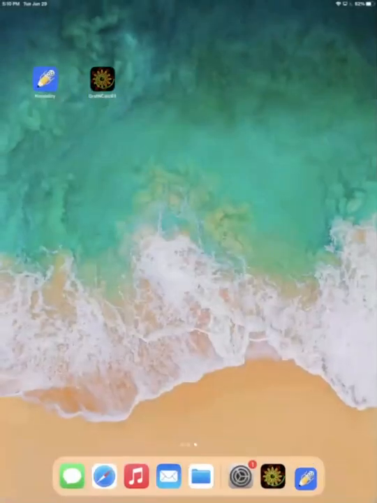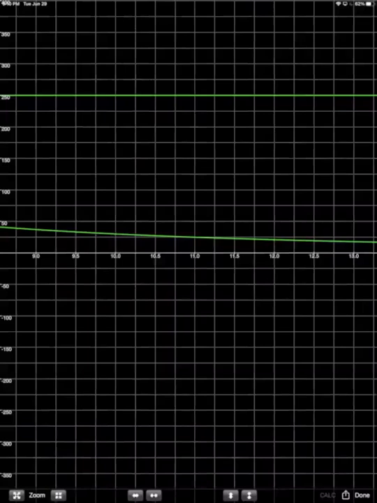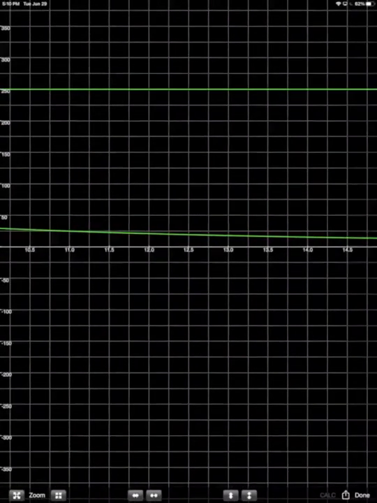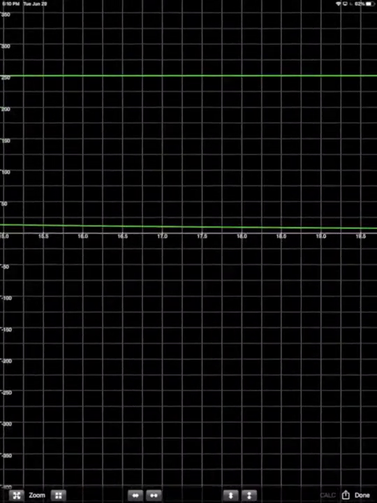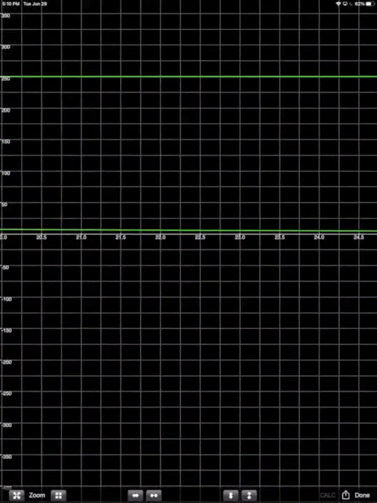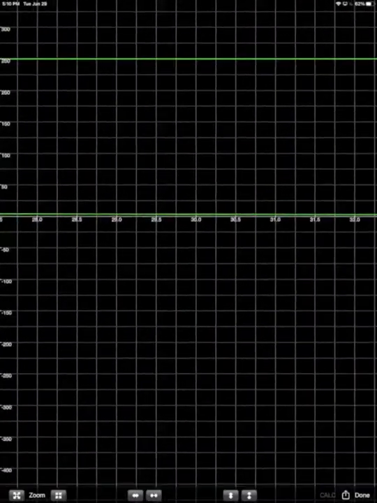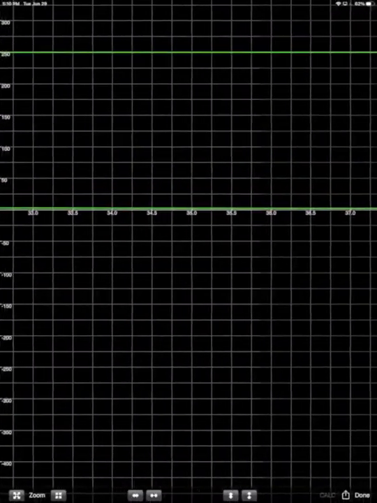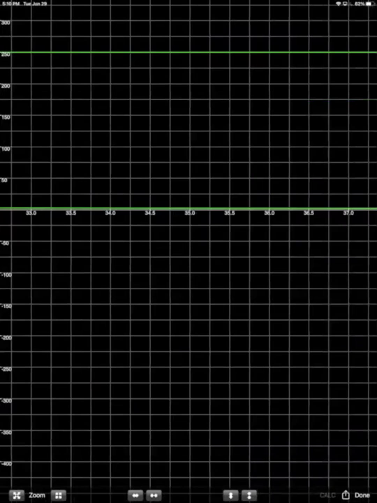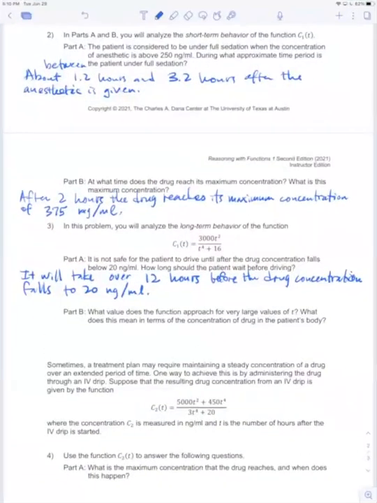So if we go back to the graph here, and we keep going farther and farther to the right, along the positive horizontal axis, we can see that the curve is approaching 0. So we're going up pretty far here. And so we're going to say that as t gets very large, the function c1 of t gets closer and closer to 0. So let's go back here.